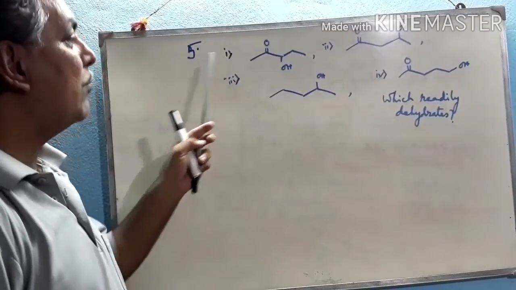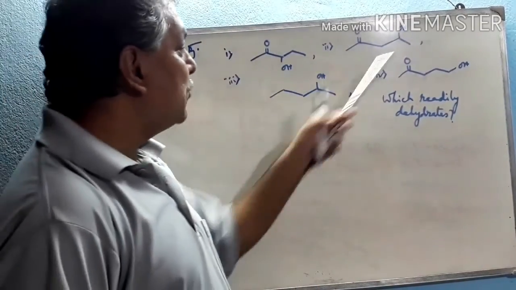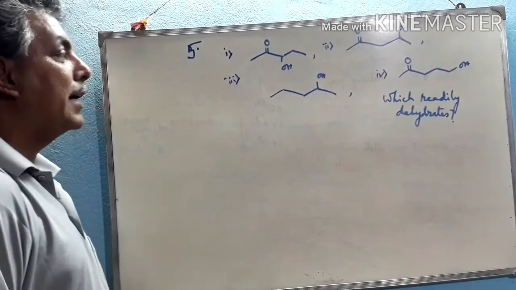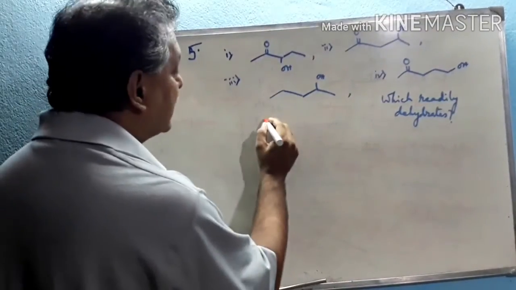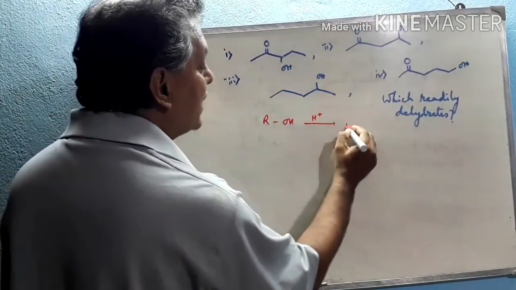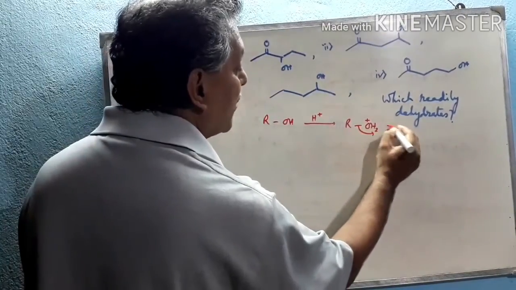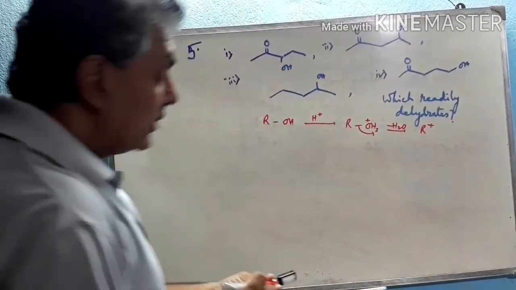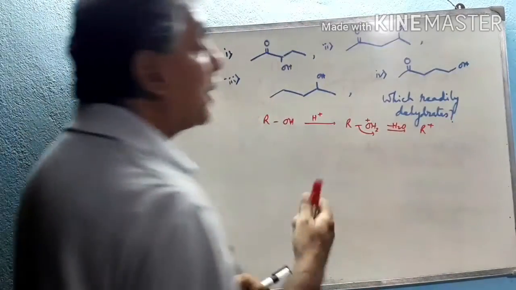Question number 5: there are 4 structures given on the screen. Among these 4 compounds, which readily dehydrates? During dehydration, all of these are alcohols. We know that an alcohol, ROH, gets dehydrated: first in the presence of acid it forms ROH2+, and hence it loses water, minus H2O, to form an R+ carbocation. So the rate of dehydration depends on the formation of the carbocation, that means the stability of the carbocation.